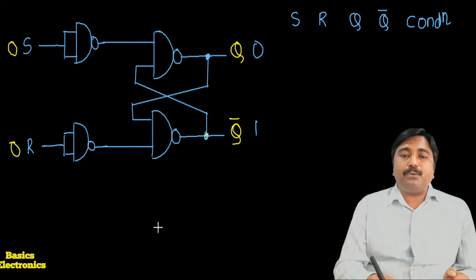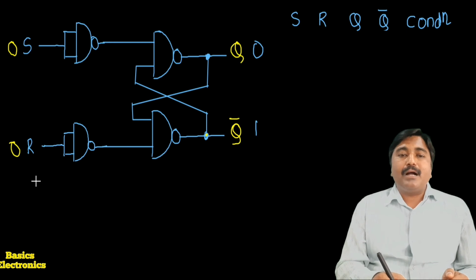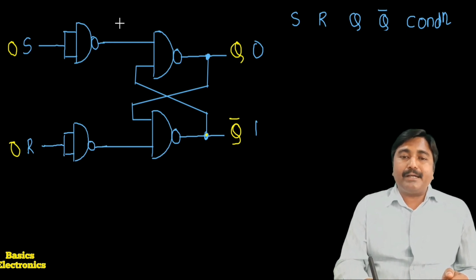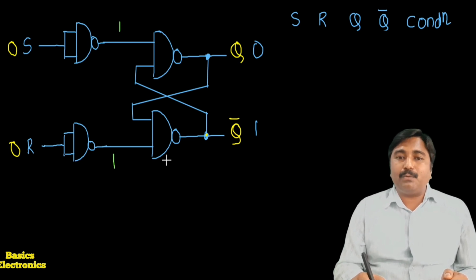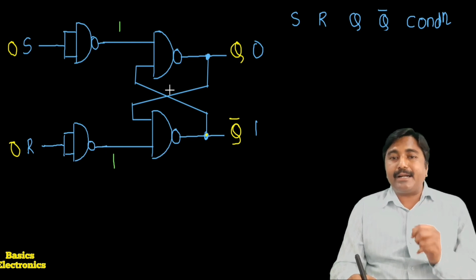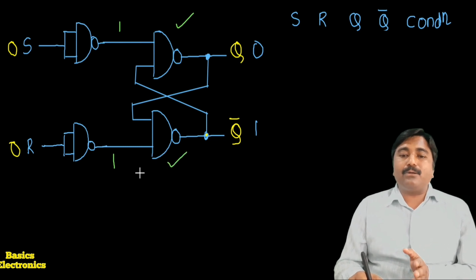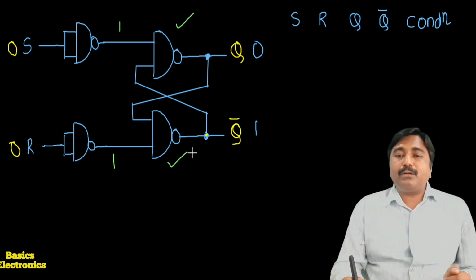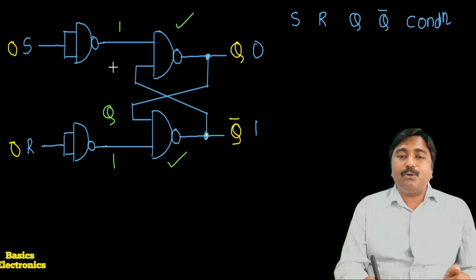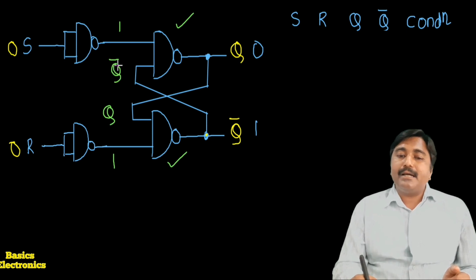If we apply the input S equals 0, R equals 1, at that time we get the upper inverter's output equals 1 and the lower inverter's output equals 1. The upper inverter's output is applied as input to the upper NAND gate, and the lower inverter's output is applied to the lower gate. The output Q is again applied as input to the lower gate, and the output Q bar is applied as input to the upper gate.